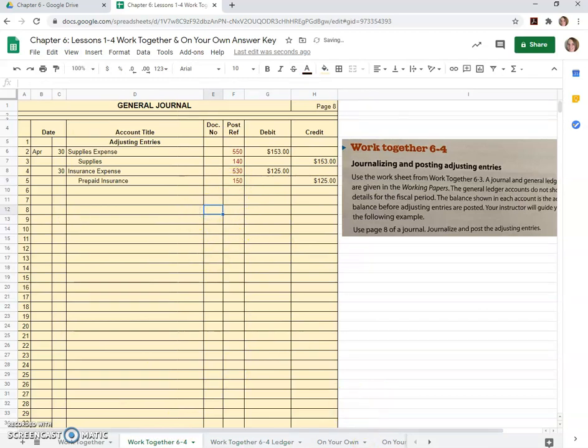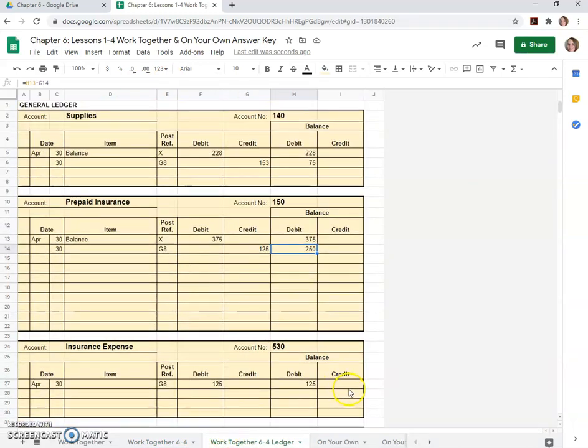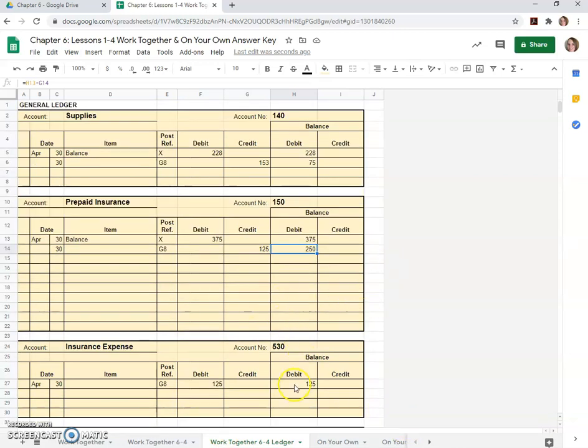So, did we do everything that the problem asked us to do? The general ledger accounts don't show all the details. No, they did not. And the balance shown is the account's balance before adjusting entries are posted. And that works. Use page 8 of the journal. Journalize and post the adjusting entries. We journalized here. And we posted here the adjusting entries. So we are done with this Work Together 6-4.